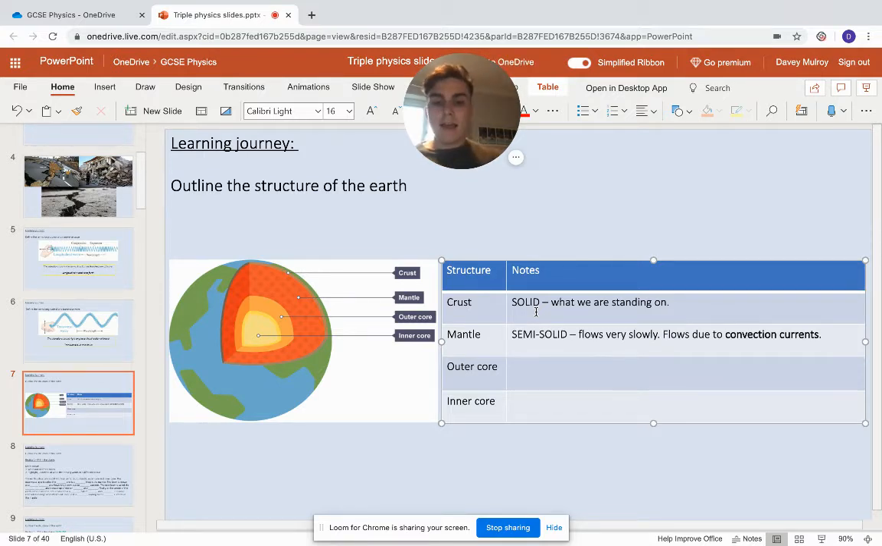Our next layer is the outer core, okay? And the outer core is a liquid. And the outer core is made of 2 metals you will find on the periodic table. It's made of molten iron. Molten's just another way of saying liquid or melted. And nickel. So far, solid crust, semi-solid mantle, liquid outer core.